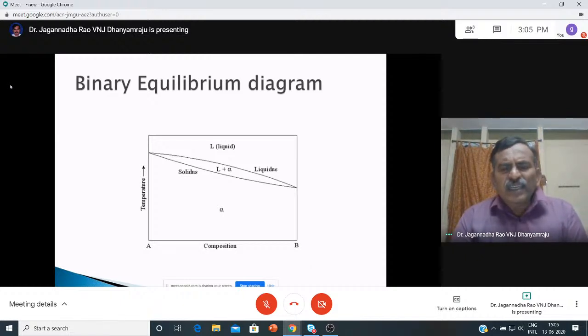And the liquidus here is at the top of the loop alpha plus L, and this liquidus is a line which indicates the onset of solidification, right? This liquidus gives the onset of solidification, and the solidus line gives the completion of the solidification. So in between solidus and liquidus there is a loop, a region in which the liquid and solid coexist, right? And that we can call a mushy zone.